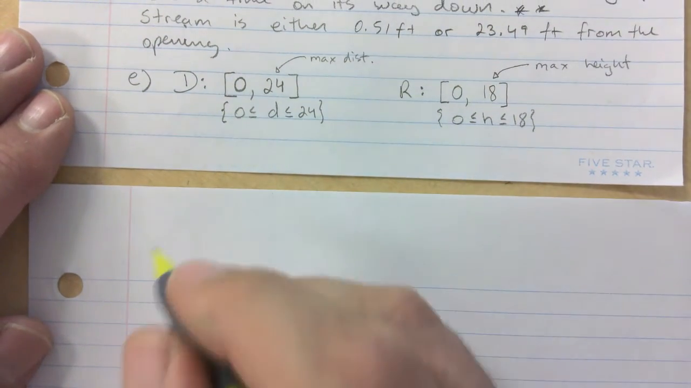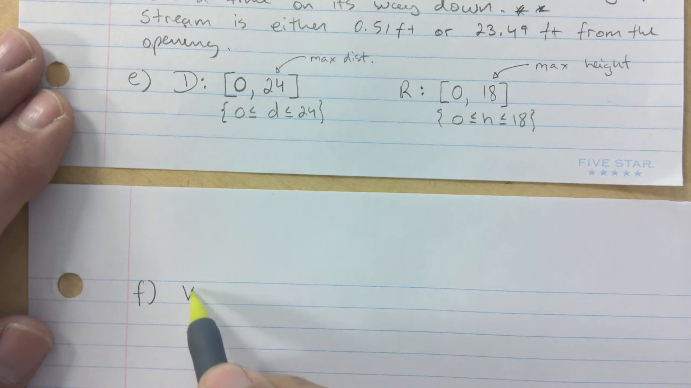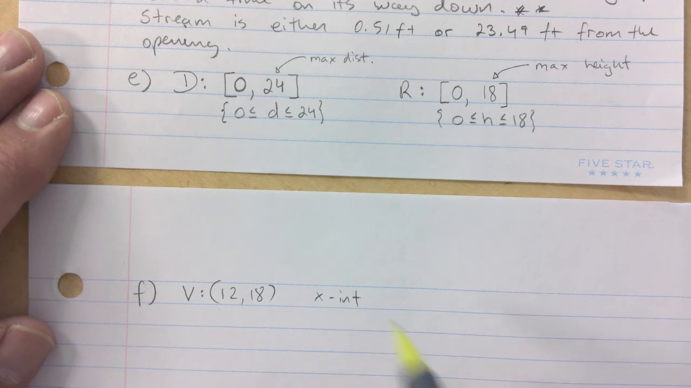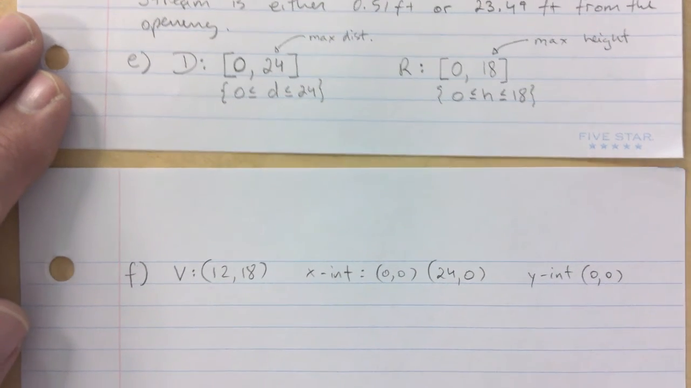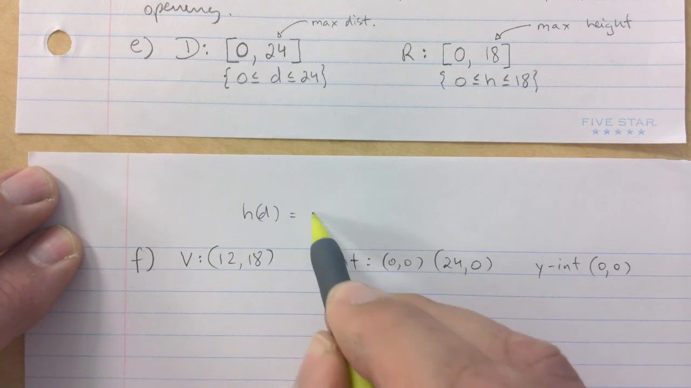So I'm going to graph it here. That's F for us. I'm just going to make a note. The vertex is 12, 18. The x-intercept, I actually have 2, by the way. I have 0, 0, and 24, 0. The y-intercept is 0, 0 as well. Maybe what I will do here is just rewrite it one more time.